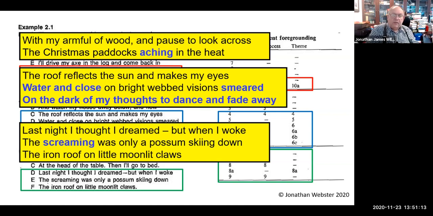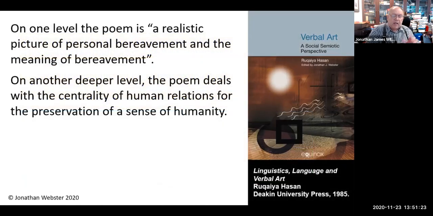All of these point to this sort of existential fabric of the loss, the grief that this widower feels, the loneliness that he feels. And Hassan says on one level, the poem is a realistic picture of personal bereavement, mourning, and the meaning of bereavement. On another deeper level, the poem deals with the centrality of human relations for the preservations of a sense of humanity.